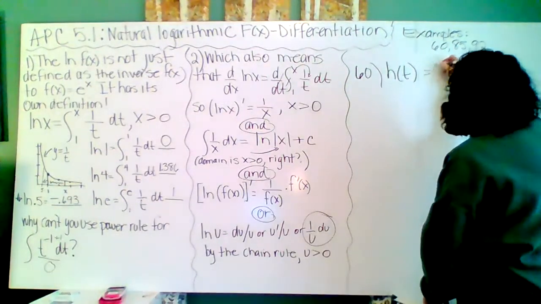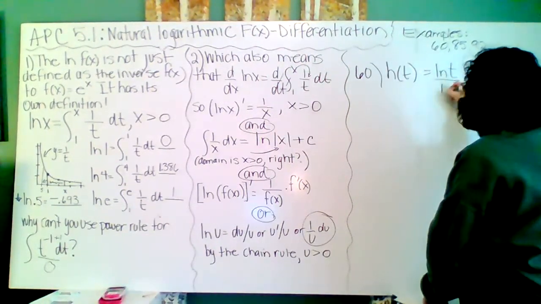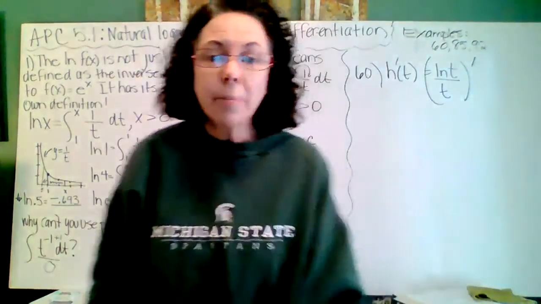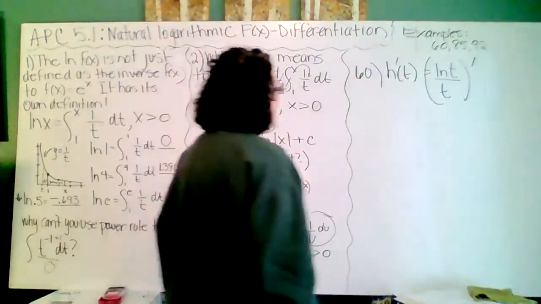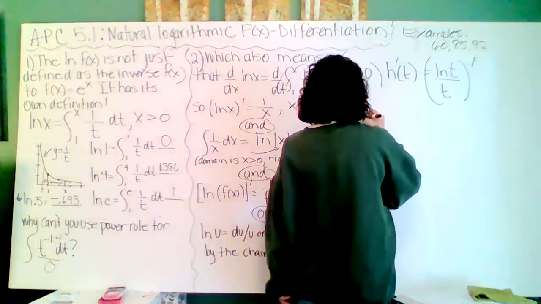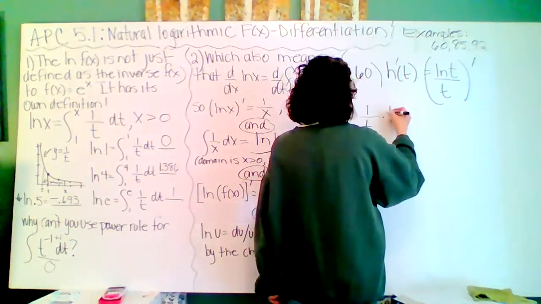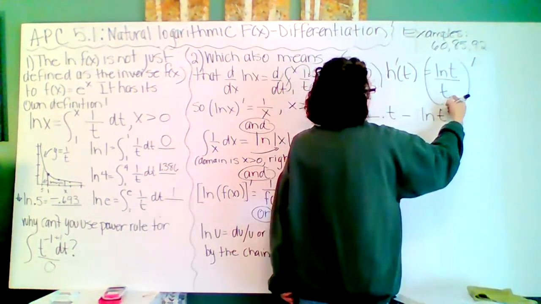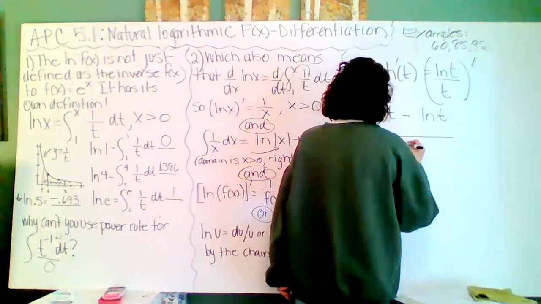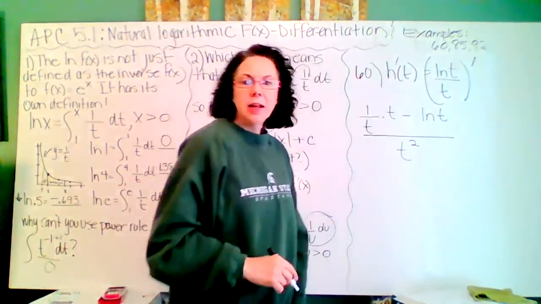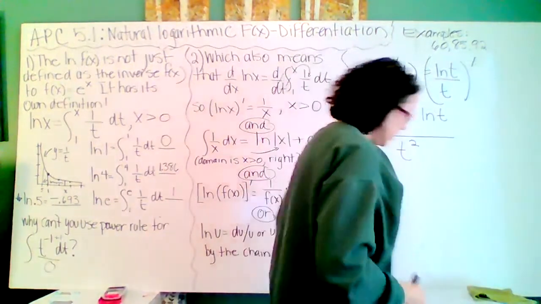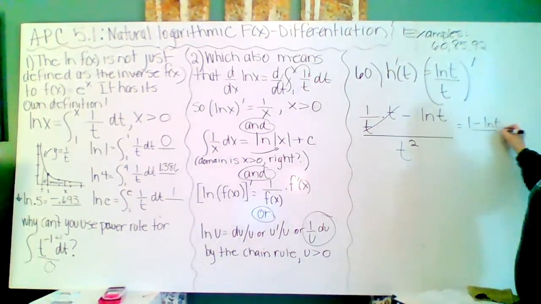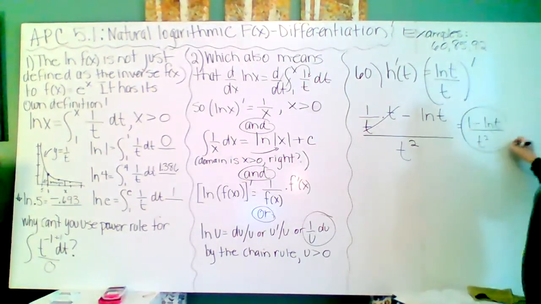h of t equals the natural log of t over t. Okay, and they want the derivative. I believe I need the quotient rule here. I'm going to talk my way through it. Okay, for the quotient rule, I take the derivative of the numerator times the denominator minus, I'm going to keep my numerator, multiply it by the derivative of the denominator, all over the denominator squared. There we go. Notice these t's cancel out, and I am left with 1 minus the natural log of t over t squared is the derivative.